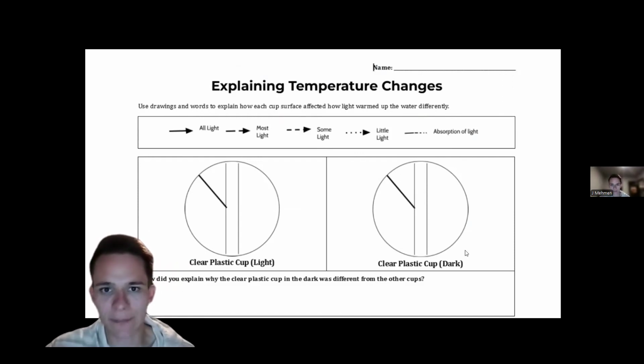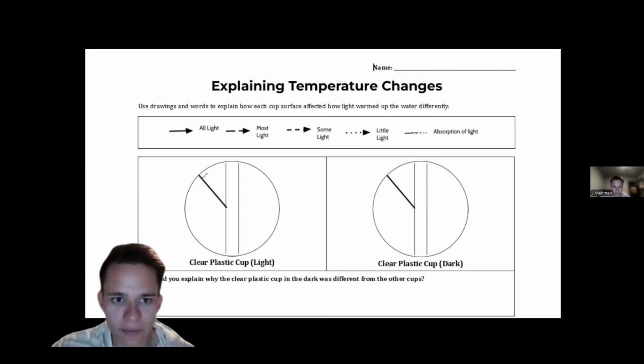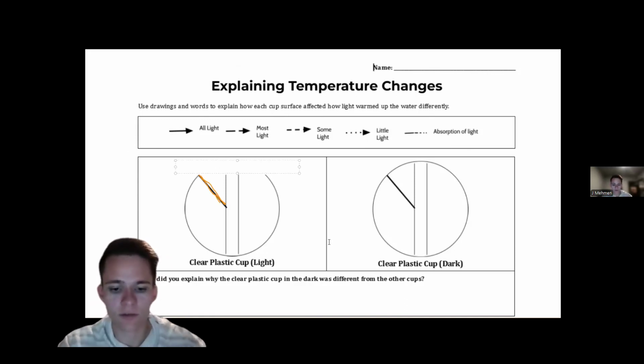So we're going to be explaining temperature changes in different instances. We have a key here. I'll talk about it as we go through it. But first, let's focus on this clear plastic cup. This was in our light experiment. Think about the light and what happened as it reached that cup. Right here, we can see the incoming light. I'm going to label this incoming light.